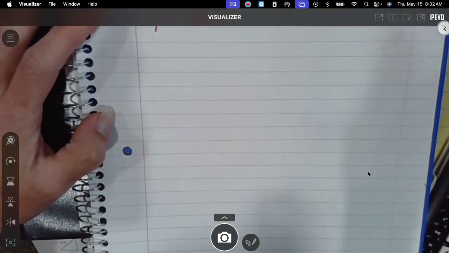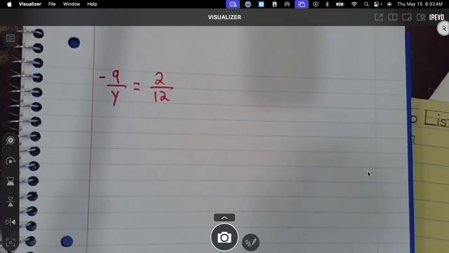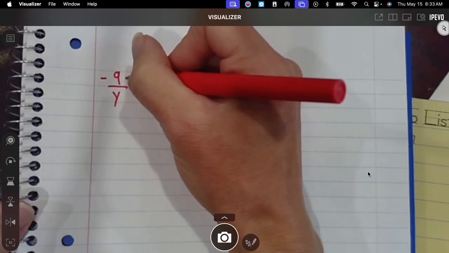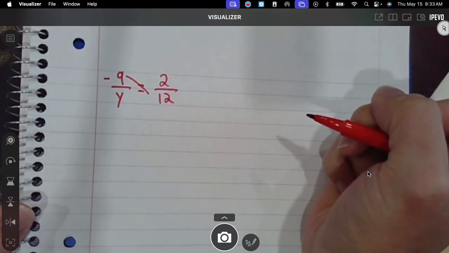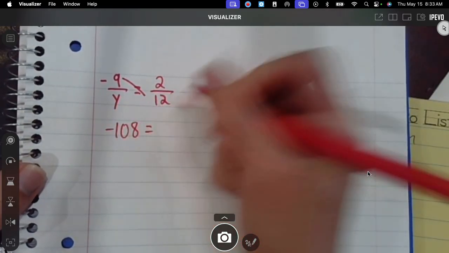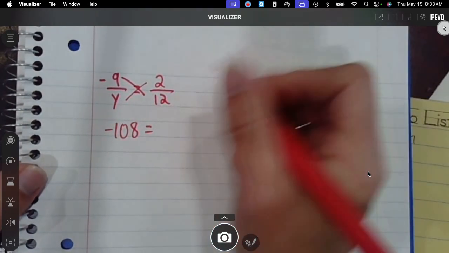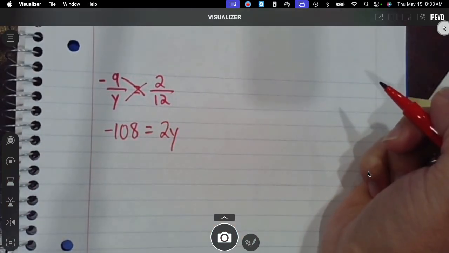When you have proportions, you cross multiply. I was going to say crisscross. You cross multiply and divide. So what is -9 times 12? -108. And then what is y times 2? 2y. Almost done. Almost have the y by itself.